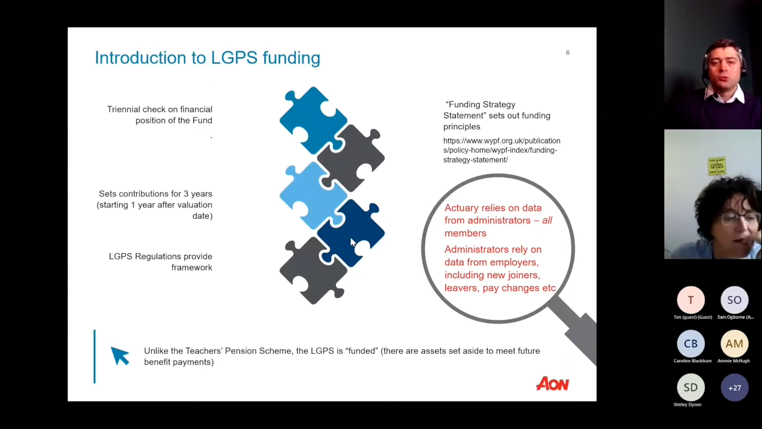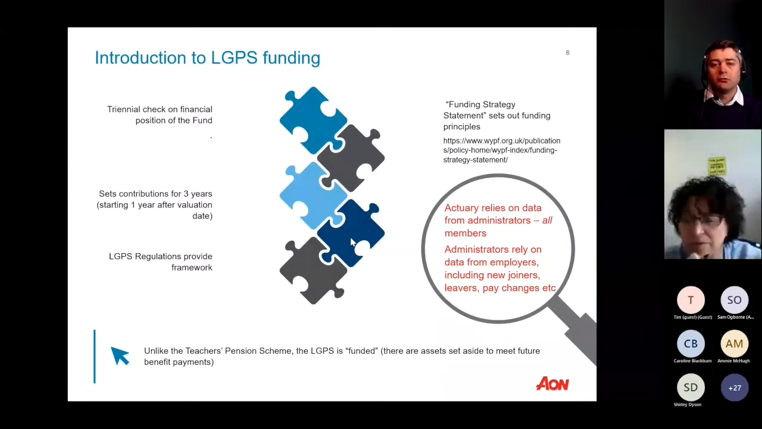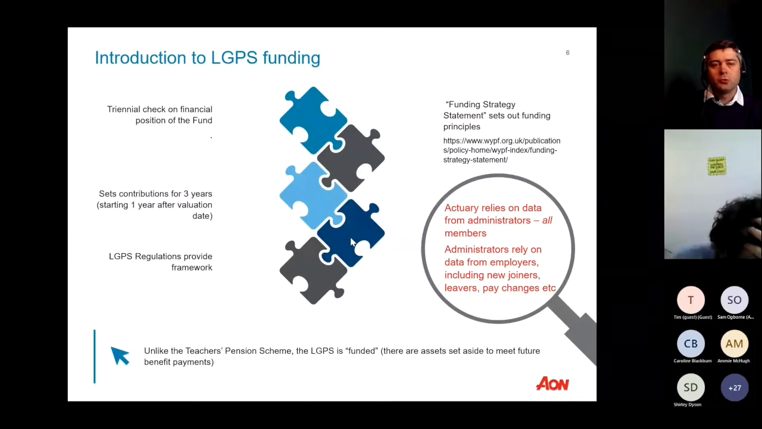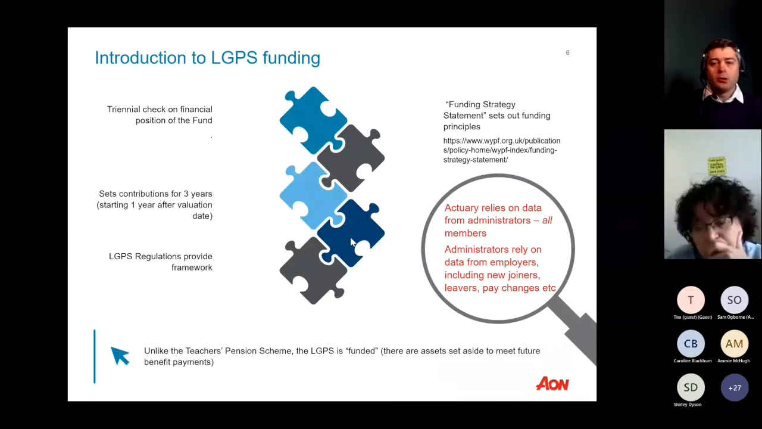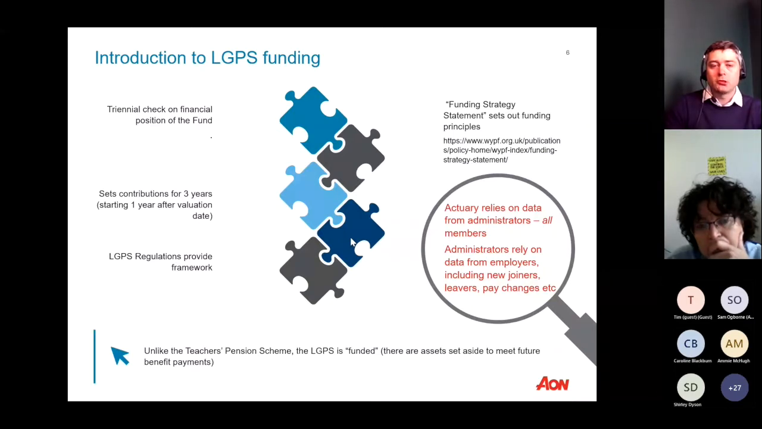When we, the actuary, calculate the financial position and the employer contribution, we must have regard to the funding strategy statement, which is a document which sets the fund's policy for funding principles. A bit more about the funding valuation. Under the LGPS regulation, the valuation is required every 3 years and must be completed within 12 months. The contributions are therefore set for the period of 3 years, starting 1 year after the valuation date. For example, the contribution set as part of the 2019 valuation covered the period from 1st of April 2020 to 31st of March 2023.